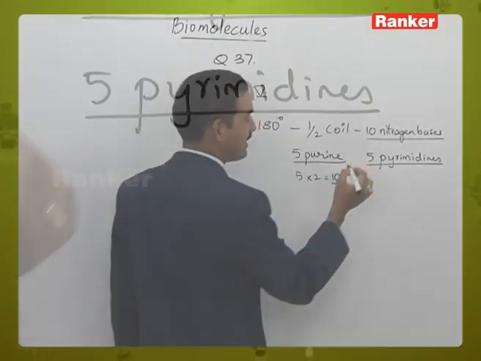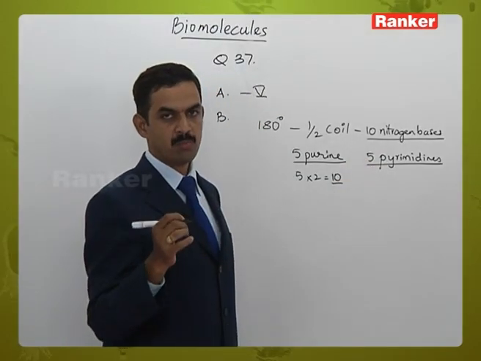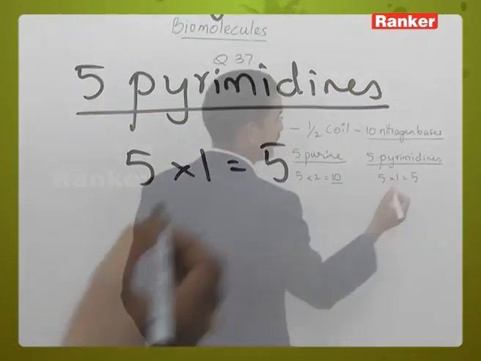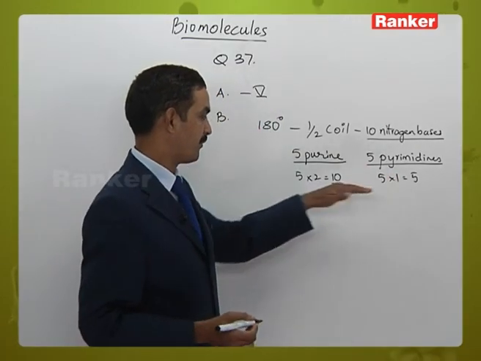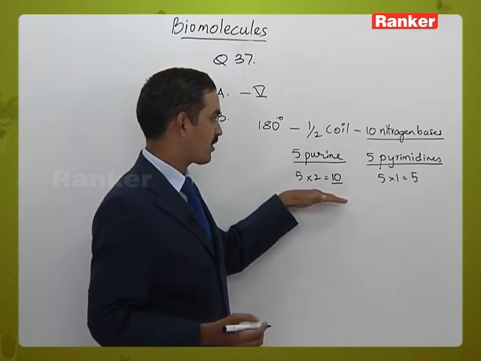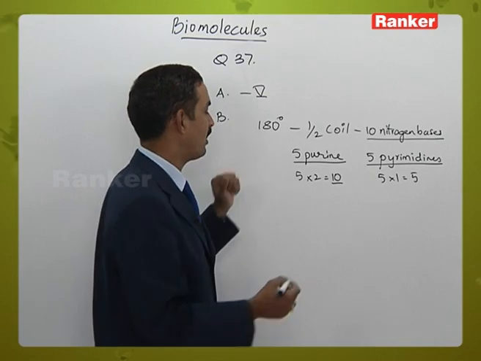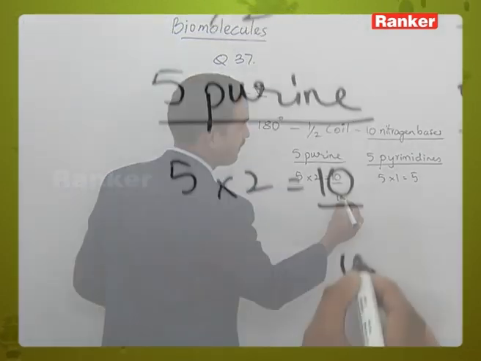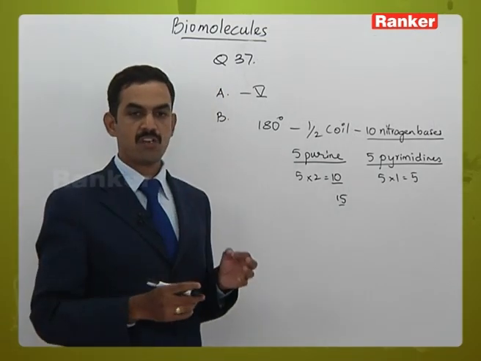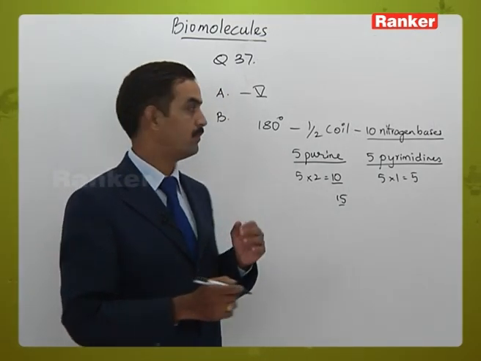Each pyrimidine is having 1 carbon nitrogen ring, so 5 into 1 carbon nitrogen ring in the pyrimidines. So the total number of carbon nitrogen rings in 180 degrees of double-stranded DNA is 15, that is 10 plus 5, which equals 15. From the given options, B is 2.